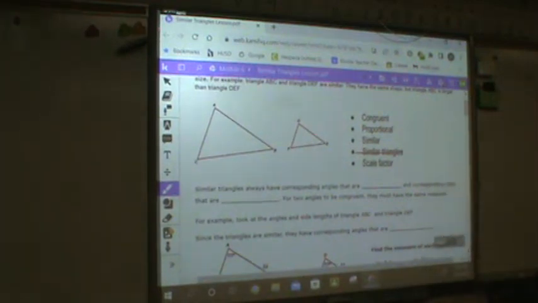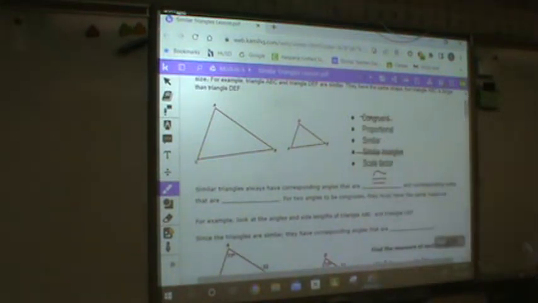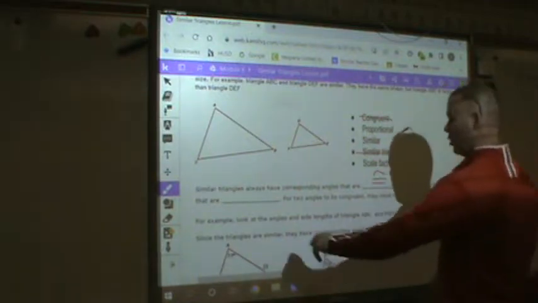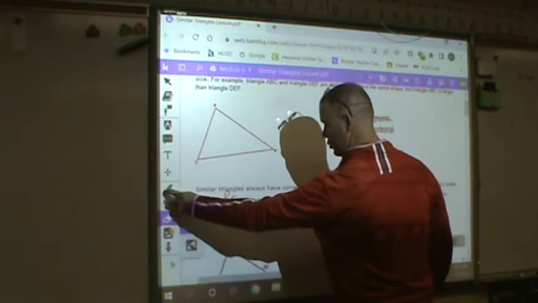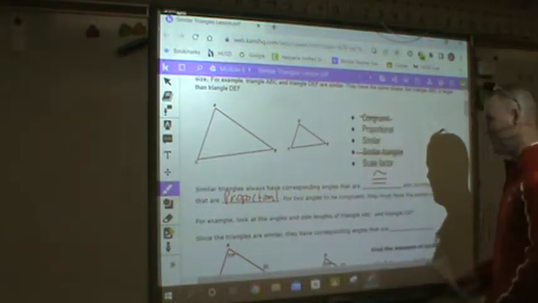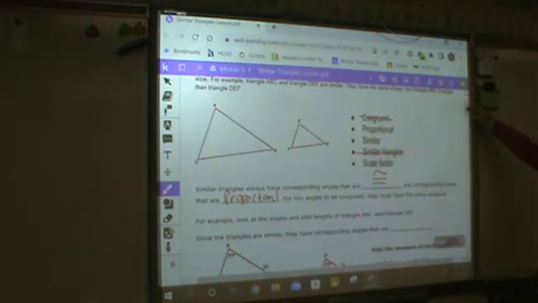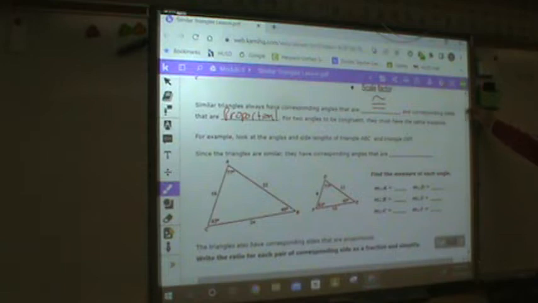We'll use the word bank. Similar triangles always have corresponding angles that are congruent. Sorry, lazy, not going to write the word. And corresponding sides that are proportional. Good thing this is an English class, right? Proportional, probably didn't even spell that one right. Okay, use that one, proportional. For two angles to be congruent, they must have the same measure. That's what congruent means. For example, look at the triangles and side lengths in triangle ABC and DEF.